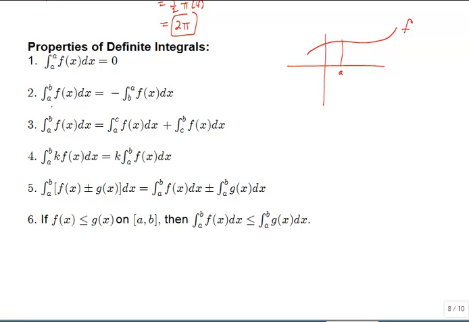The next one here says the integral from a to b, so that area right there, is the same as negative the integral from b to a. So there's kind of a direction involved here.